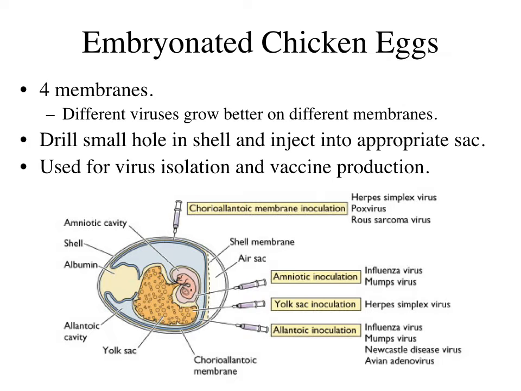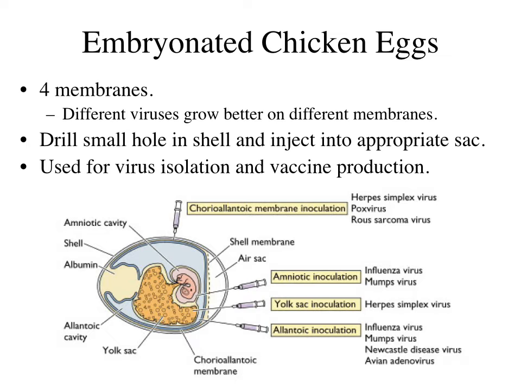And basically, with an embryonated chicken egg, if you look at the picture below, you can see that there are 4 different membranes. And each of these membranes has fluid inside of it. And different viruses grow better on different membranes. Essentially, the way the process works is you just take some alcohol and surface sterilize the eggshell. Then you drill a small hole in the shell and inject your virus into the appropriate sac. Then you just seal it up, and now you really don't have to worry about any kind of contaminations because your virus is growing in an enclosed container.